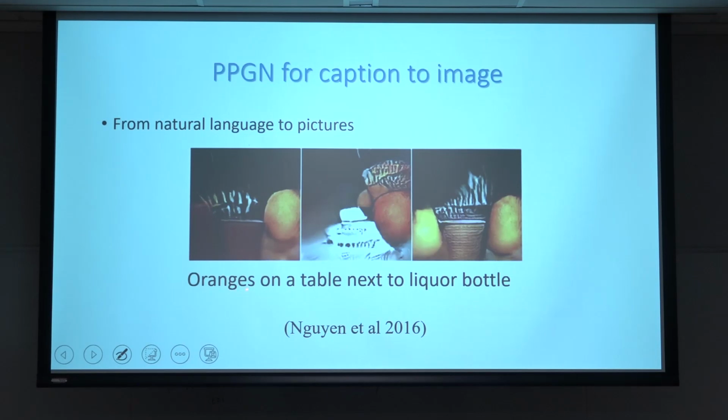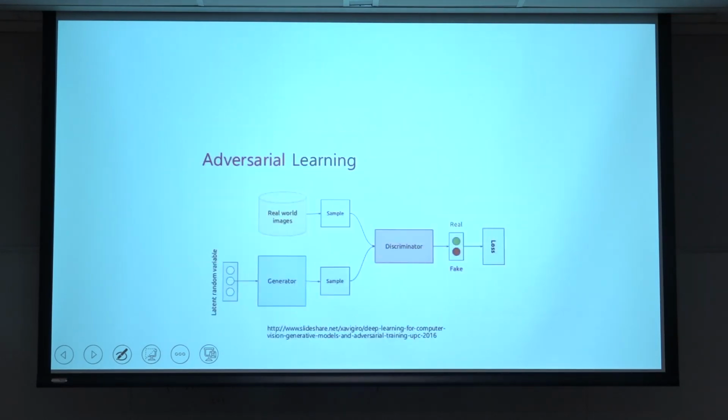This is quite interesting. Caption to picture. So we have a description, and we would like to generate an image out of this caption. The description is the orange on a table next to liquor bottle, and that's what the network generates out of this. Okay.